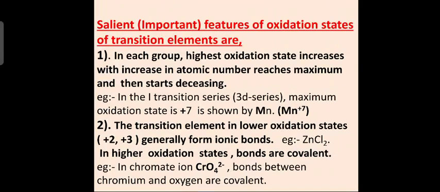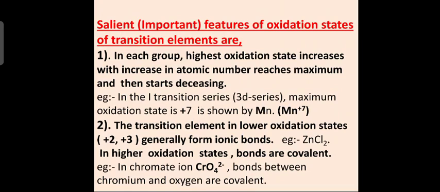Now what are the salient features, or important features, of oxidation states of transition elements? First point, in each group the highest oxidation state increases with increase in atomic number, reaches a maximum and then starts decreasing. An example has been given in the first transition series, which is the 3d series. The maximum oxidation state is shown by manganese, that is +7, right? So here manganese is present in the first transition series, that is the 3d series, okay. So it shows the highest oxidation state, which is manganese +7, alright.